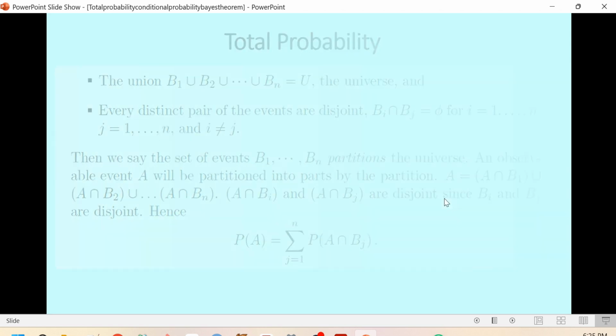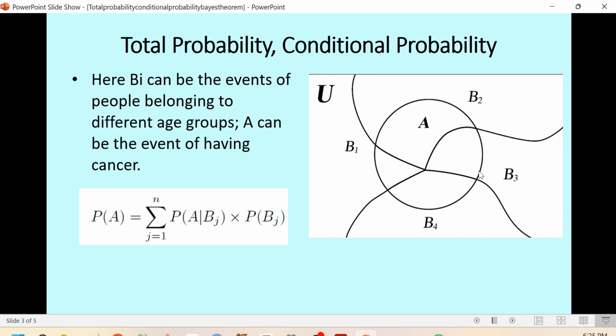If we look at this map, it may be easier to understand. For example, B1, B2, B3, B4 are 4 events of people belonging to different age groups. For example, this is younger than 10 years old, this is 10 to 30, this is 30 to 60, and this is over 60 years old. So people can only belong to one of these 4 age groups. Then A, what is A? A is the event of having cancer.